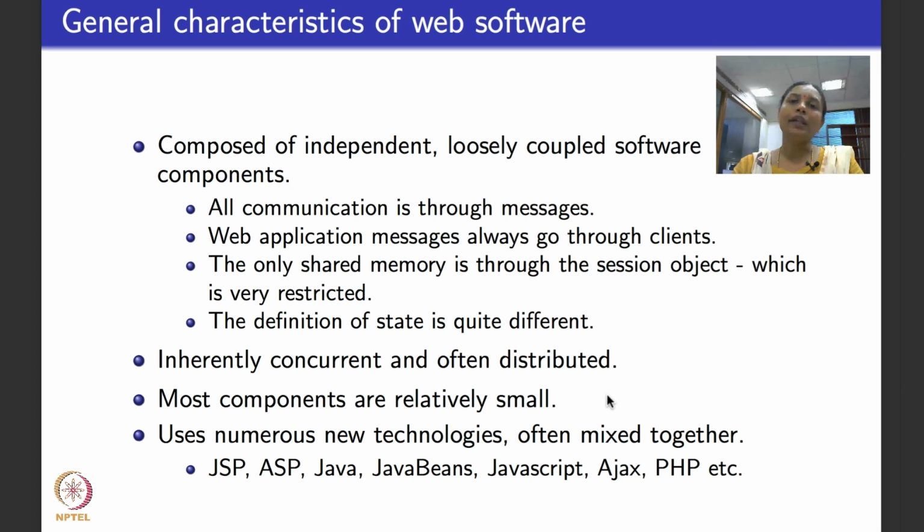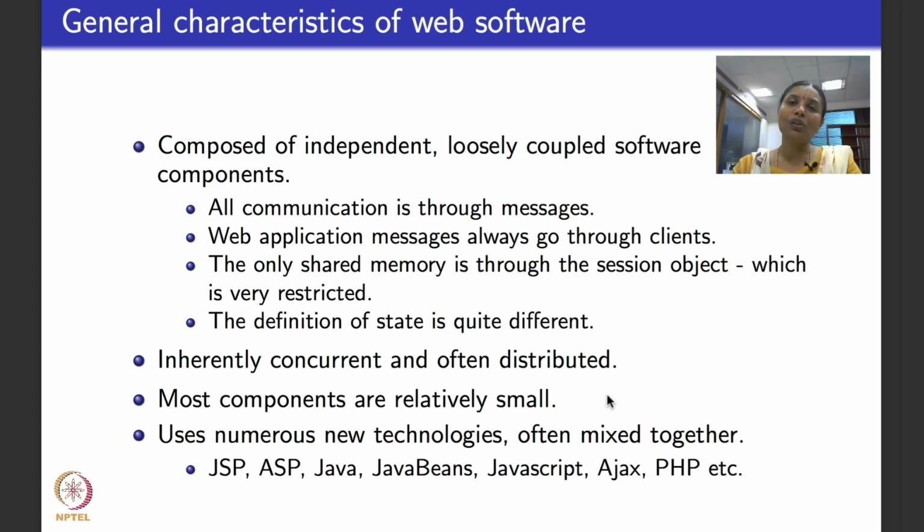How do these loosely coupled program components talk to each other? How do they constitute one web application? They communicate with each other through message passing. The interface that they use is a message passing interface, and these messages from the application always go through dedicated entities called clients. Sometimes they do shared memory, but it's very restricted. It is through what are called session objects.